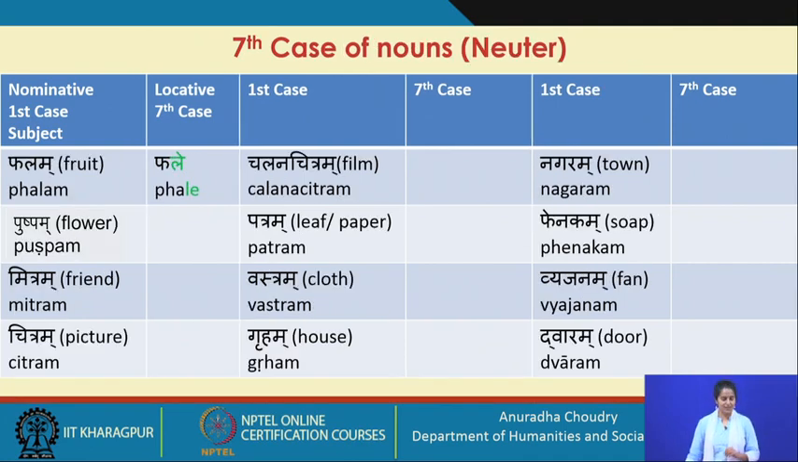Moving on, for the neuter case, we have phalam, phale, pushpam, pushpe, mitram, mitre, chitram, chitre, chalanachitram, chalanachitre, patram, patre, vastram, vastre, griham, grihe, nagaram, nagare, phenakam, phenake, vyajanam, vyajane, dwaram, dware.